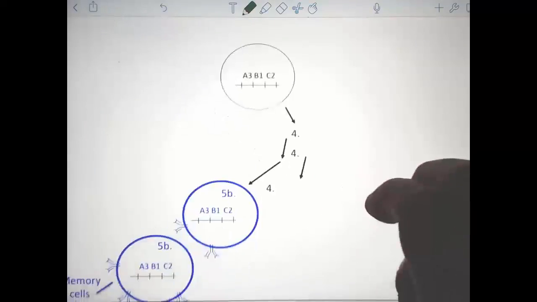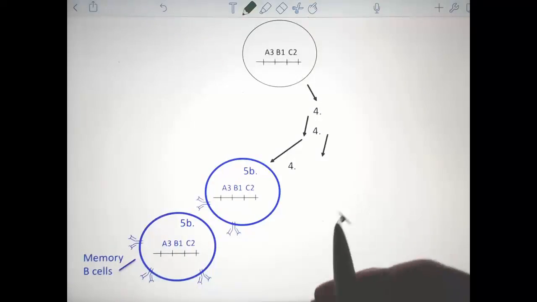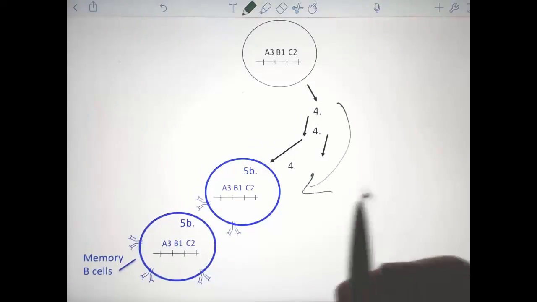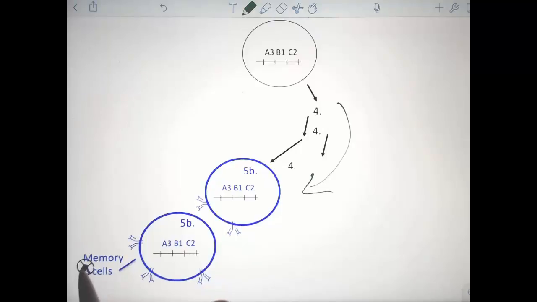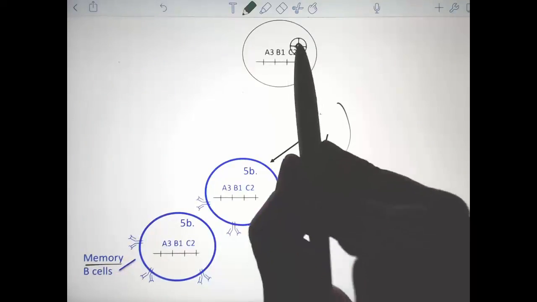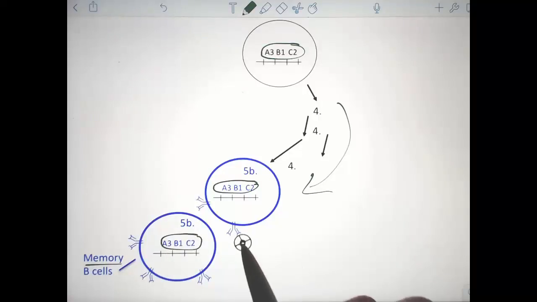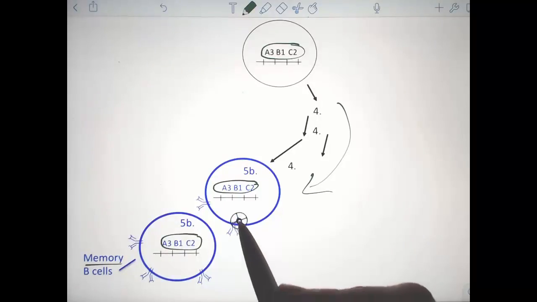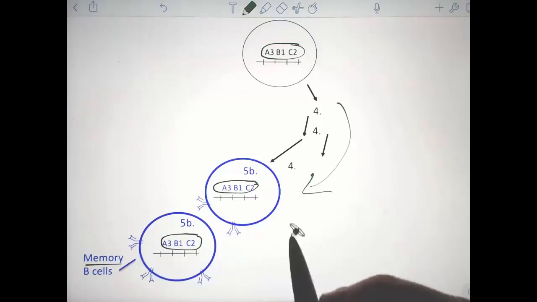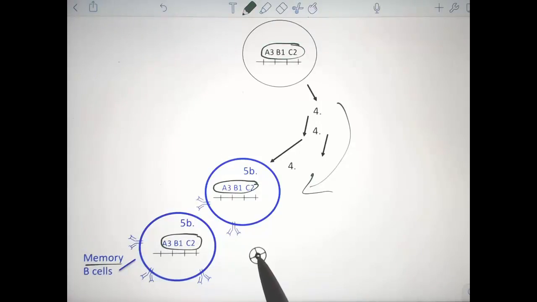And again, as with T cells, at the end there's a series of cell divisions that results in memory B cells, again with exactly the same A3B1C2. And these memory cells have the antibody as a surface B cell receptor ready and waiting for a new infection.